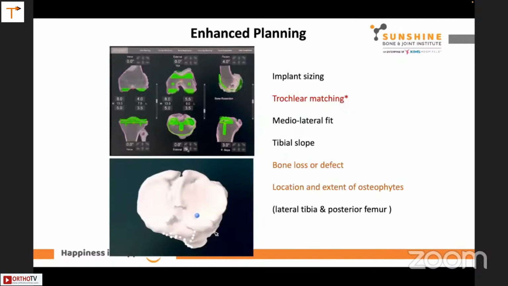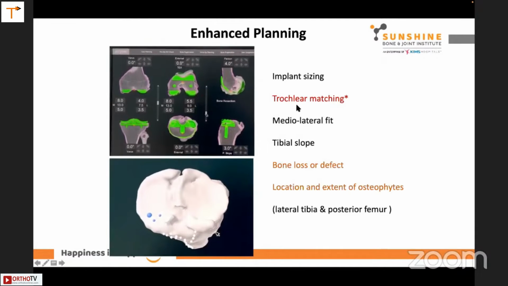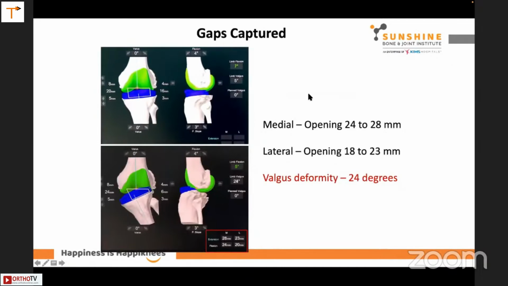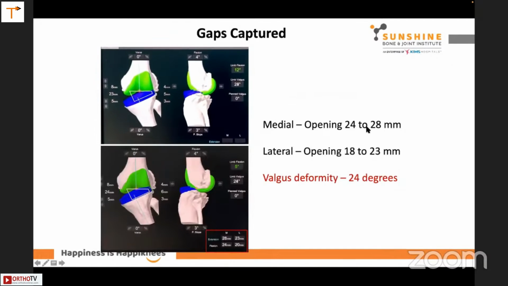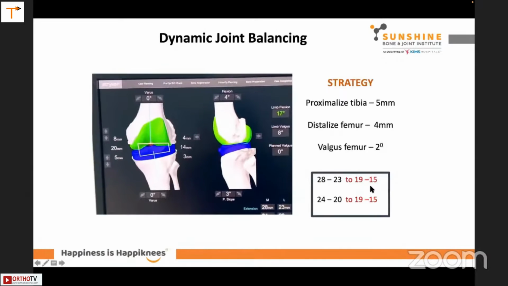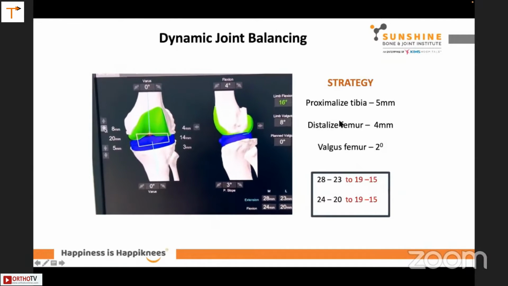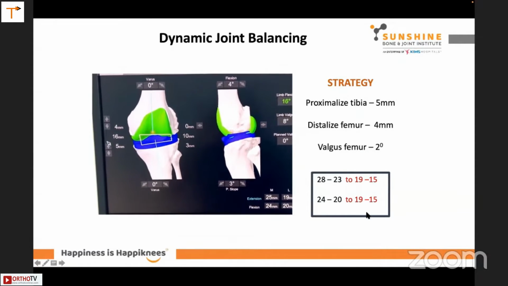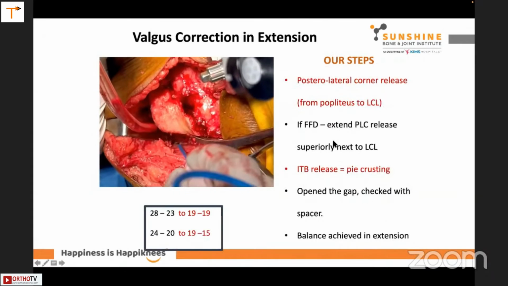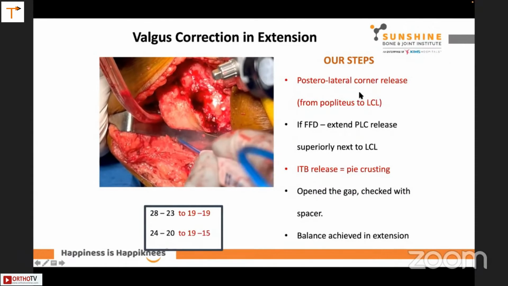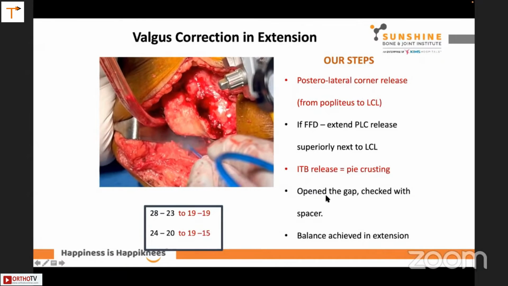So then you go about valgus knees. The most important word here is the trochlear matching. So what we can do is, now you see this case, it's 28 and 23 mm gaps with a valgus deformity of 24 degrees. So first we proximalize the tibia, right, and we distalize the femur. So you bring down the gaps, you put valgus on the femur by 2 degrees, and we're almost there, 19, 15, 19, 15. Then, of course, you do your regular steps like doing posterolateral corner release, and then ITB pie crusting, etc.